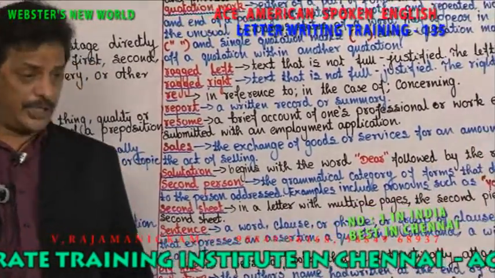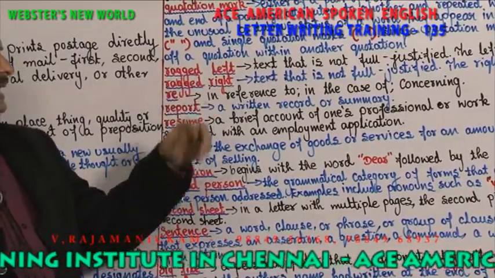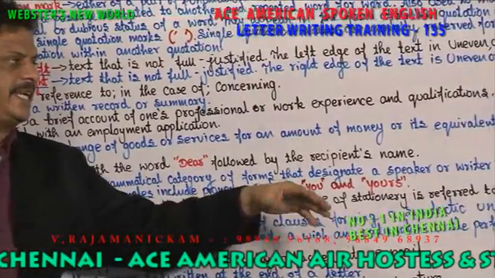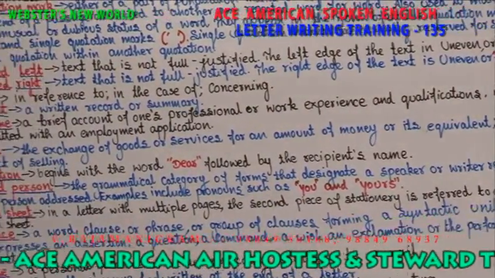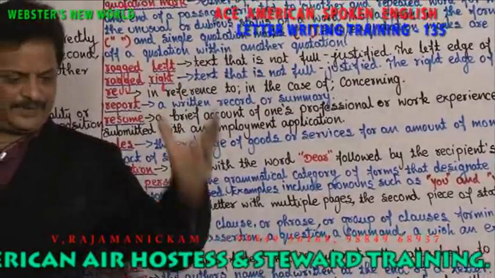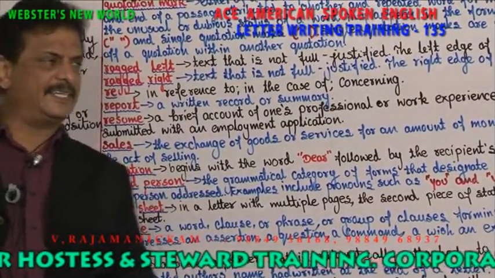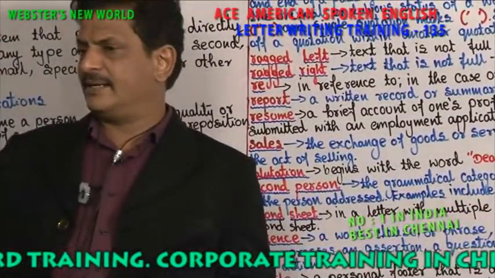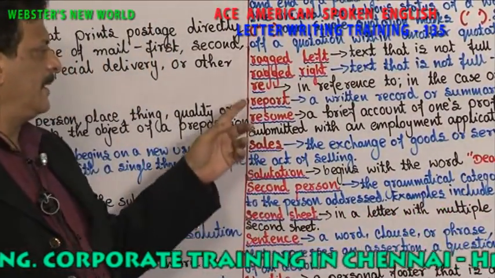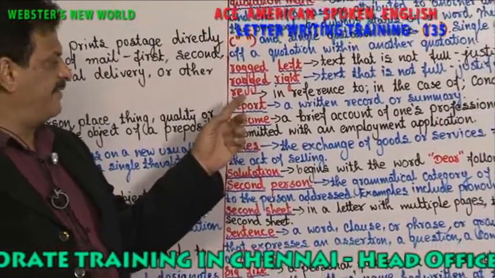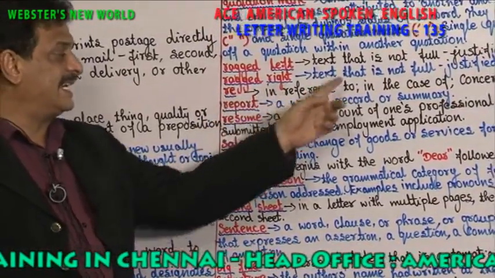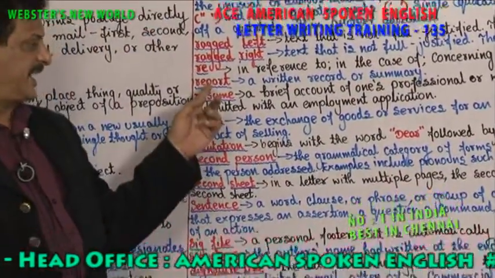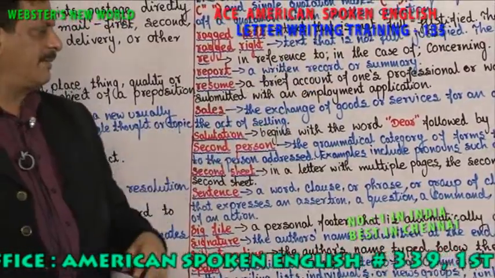Ragged left, text that is not fully justified, the left edge of the text is uneven or ragged. You are writing a letter, the left side is not evenly written, it is called ragged left. Ragged right means the same way, the right side you are writing is not properly arranged. And re means in reference to, in case of, concerning. Re means reference. Report, a written record or summary.